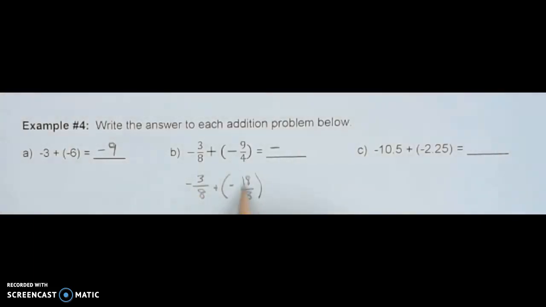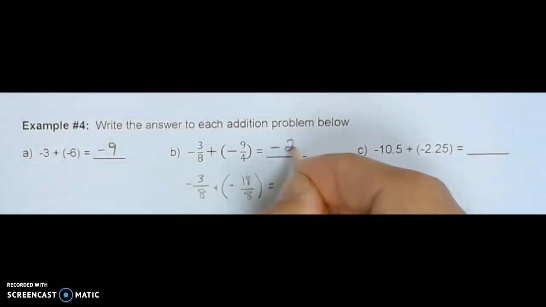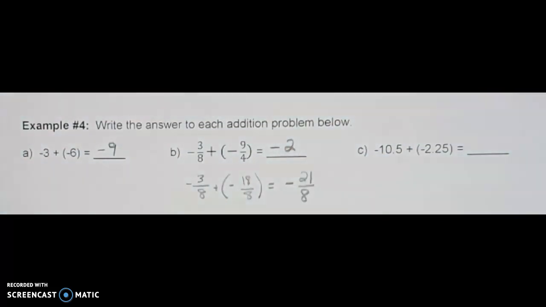Negative 3/8 plus negative 18/8 is going to give me negative 21/8. Okay, and then if you wanted to write that as a mixed number, 8 goes into 21 2 times. 8 times 2 is 16, which means that there are still 5/8 left over. So the answer here would be negative 2 and 5/8.